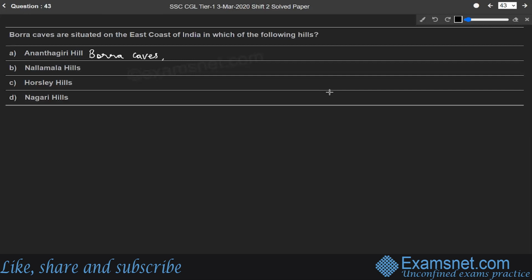Anantagiri Hills are famous for Bora caves. Bora caves are located on the east coast of India, as mentioned in the question, in the Anantagiri Hills of Araku Valley, in Vishakhapatnam, and in the state of Andhra Pradesh. All right. Bora caves are also known as Bora Guhulu.